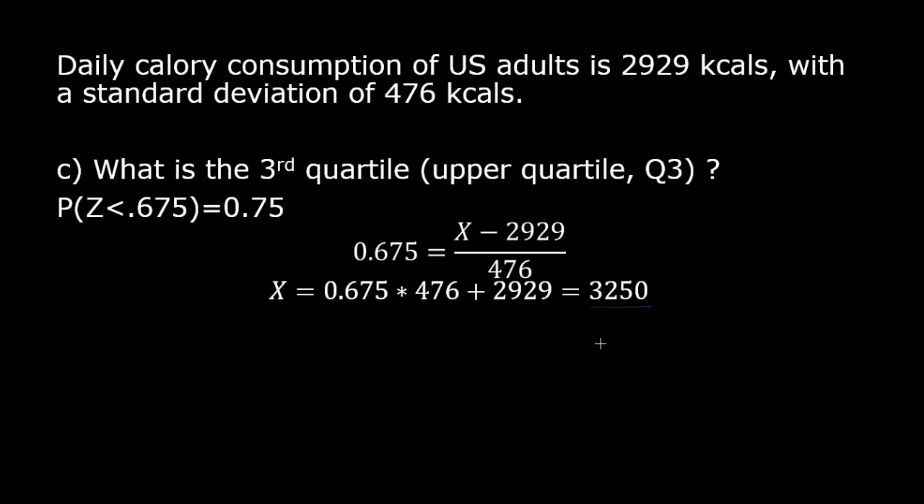In other words, the 75th percentile in this population consumes 3,250 calories per day. Because it's 75% from the bottom, this would be among the top 25%, right? 100 minus 75 is 25. So you can say that a person eating at the top 25% is eating 3,250 calories per day. That's another way to look at it.